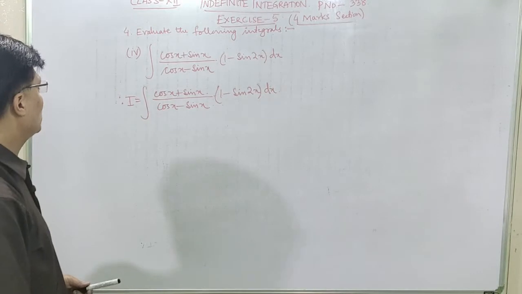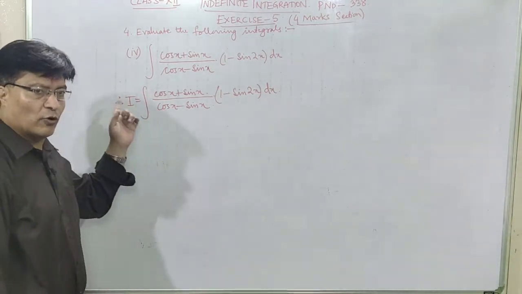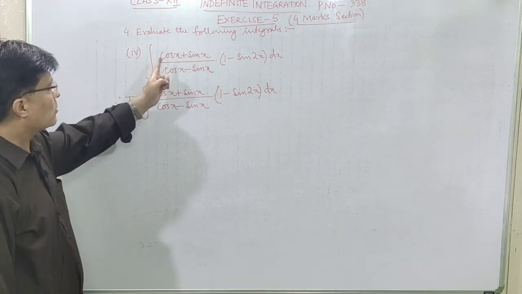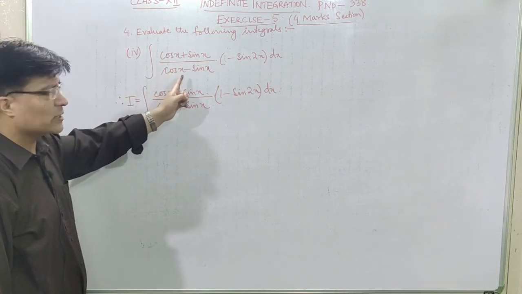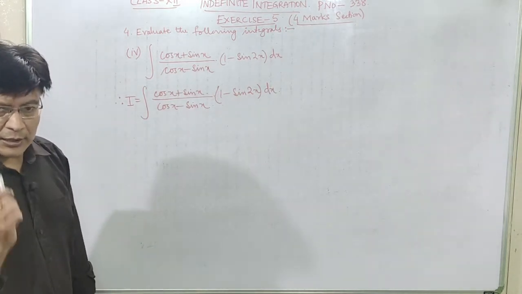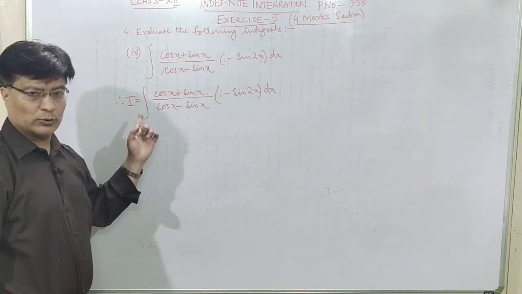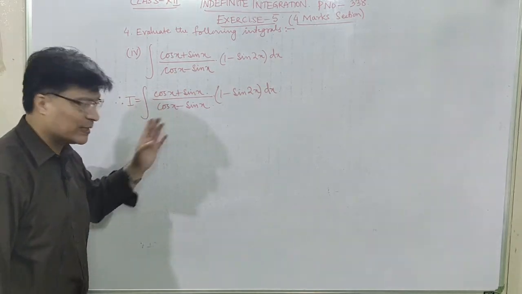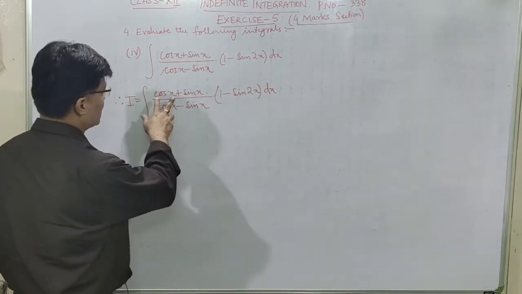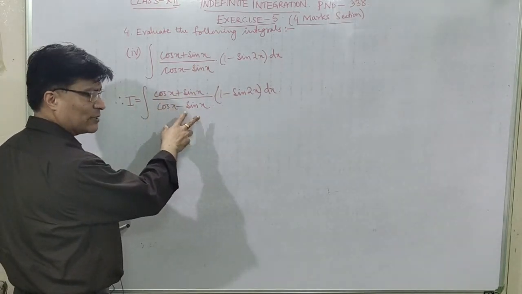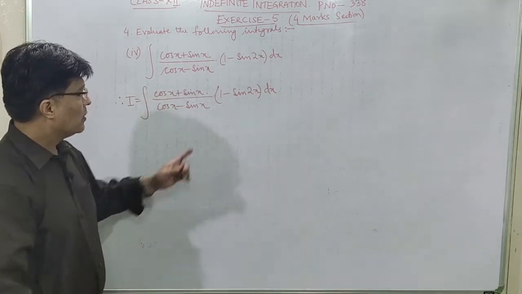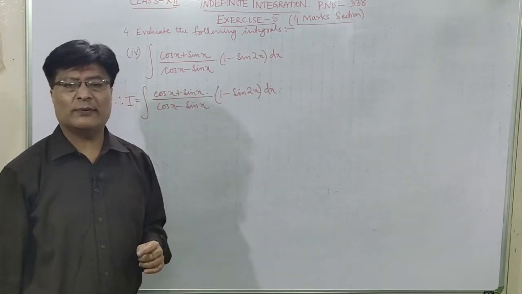So now we'll do the next question, that is question number 4. So let us integrate cos x plus sin x divided by cos x minus sin x and within bracket 1 minus sin 2x dx. So let us write I is equal to, that is we are integrating it. Okay. So now in this case cos x plus sin x divided by cos x minus sin x is given and within bracket there is 1 minus sin 2x. Okay. So you can use the formula for 1 minus sin 2x.